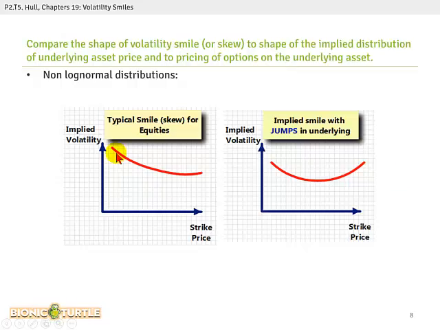These are more typical. Here's what we expect, and by that I simply mean it tends to be observed in the equity markets: an implied volatility skew. What is that telling us? It's implying a heavy left tail, but a light right tail. Okay, there's also another interpretation here of the smile: it could be jumps in the underlying.